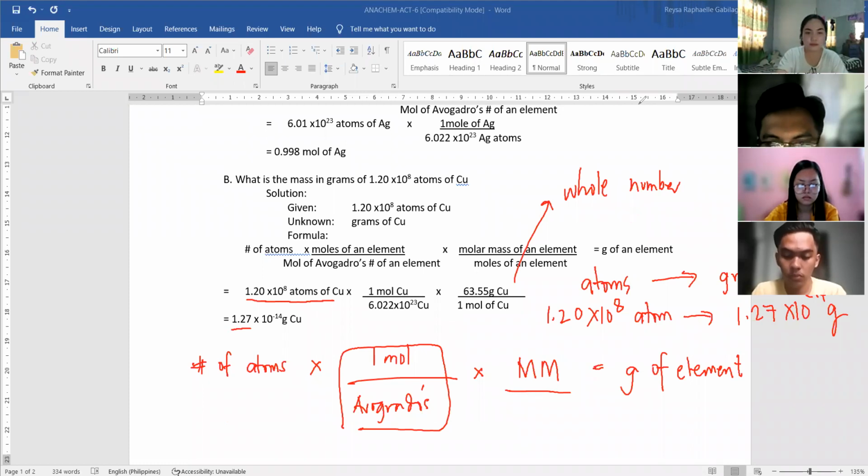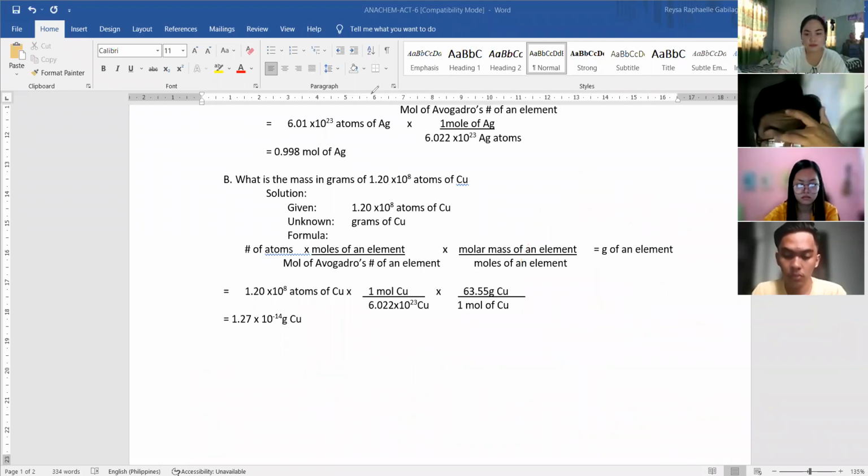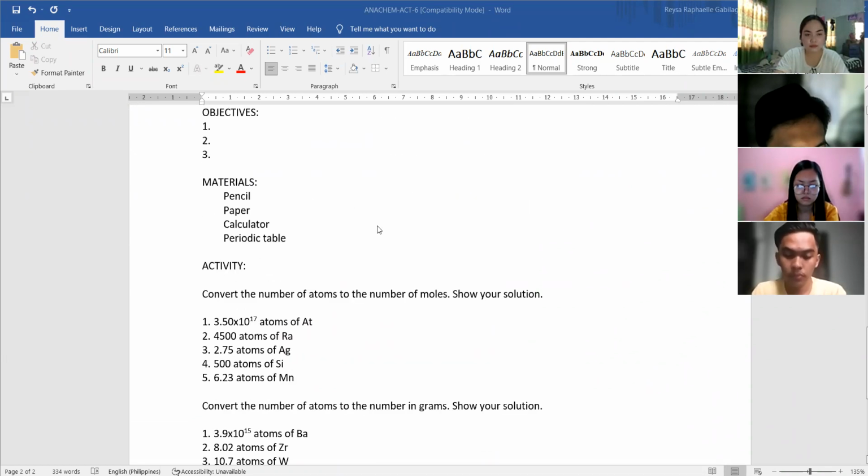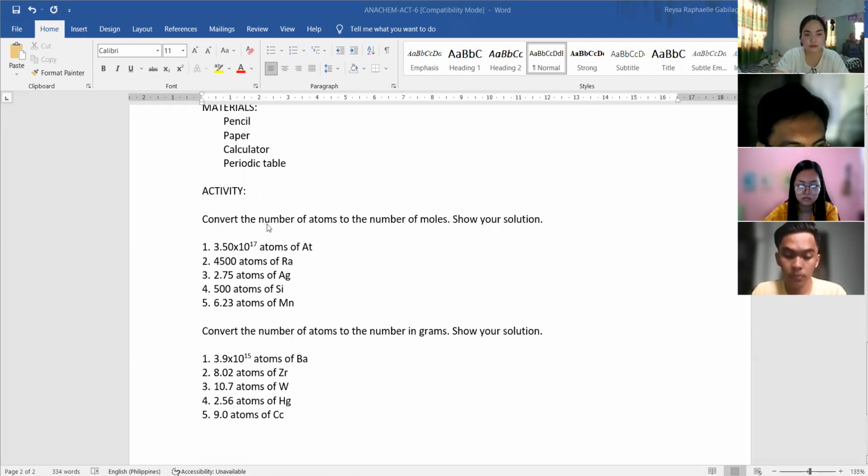Or clarifications? Wala. So, what you're going to do here is, make your own objectives. The first part is convert the number of atoms to number of moles. You have to show your solution. So like number 1, 3.50 times 10 raised to the power of 17 atoms of astatine. Kunin mo yung number of moles.